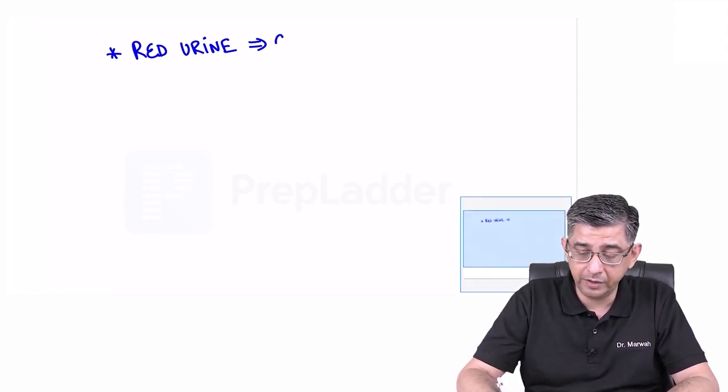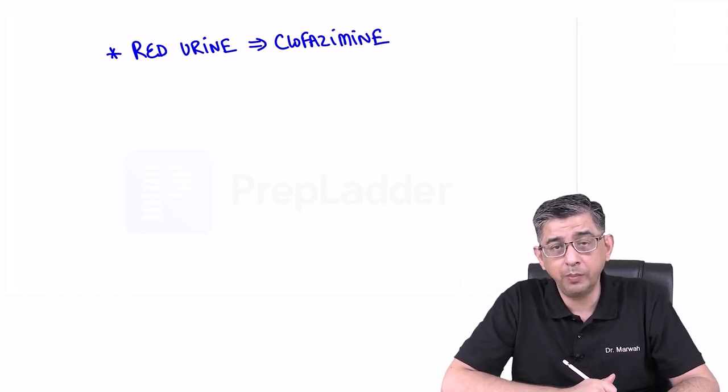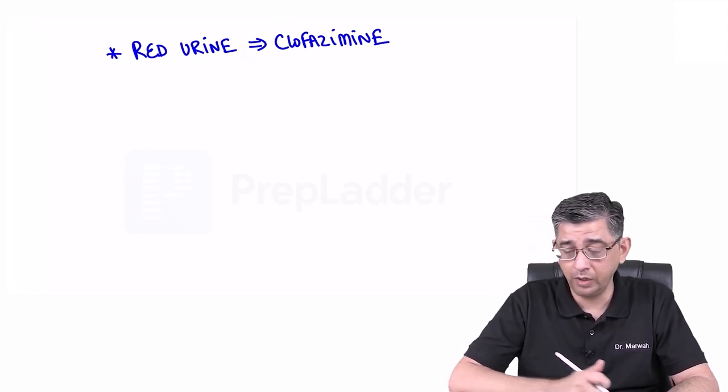Well, you guessed it right. It is definitely not rifampicin. Rifampicin causes an orange discoloration of the urine. Your answer would be an anti-leprosy drug. That would be clofazimine, that causes a red colored urine.